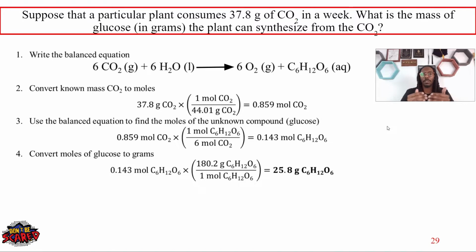Now, here's the new step that's going to be new to everybody. Once you have it in moles, we can now use this balanced equation that we did before to find the moles of our unknown using the mole to mole ratio. So I've got my given 0.859 moles of CO2. We just calculated that. Now, let's use this mole to mole ratio to help me go from moles of CO2 to moles of my sugar.